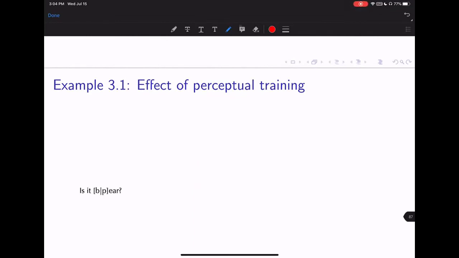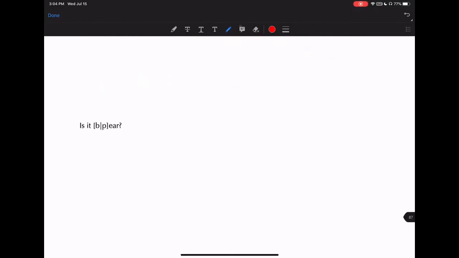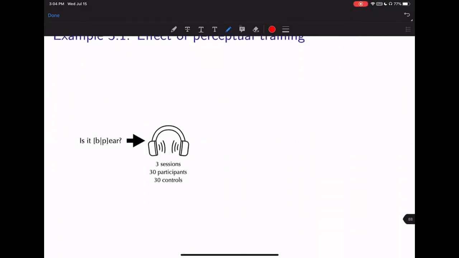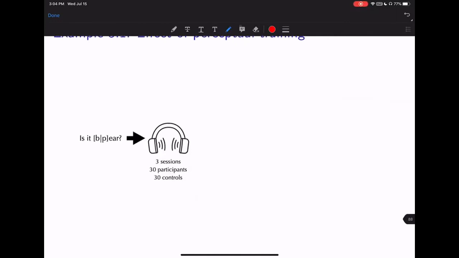So suppose you see this problem, and you want to try and fix this. So you decide to run a perceptual training experiment, right? Let me walk you through this. Let's say you're going to bring your students in, train them over 3 sessions, and you have 30 participants in the experimental group, the group that receives training. And say you also have 30 participants who do not get any kind of treatment, right? They are unfortunate. They don't get any training whatsoever.